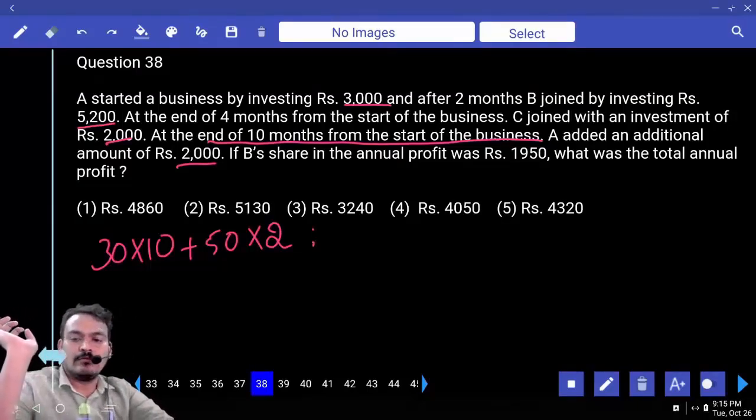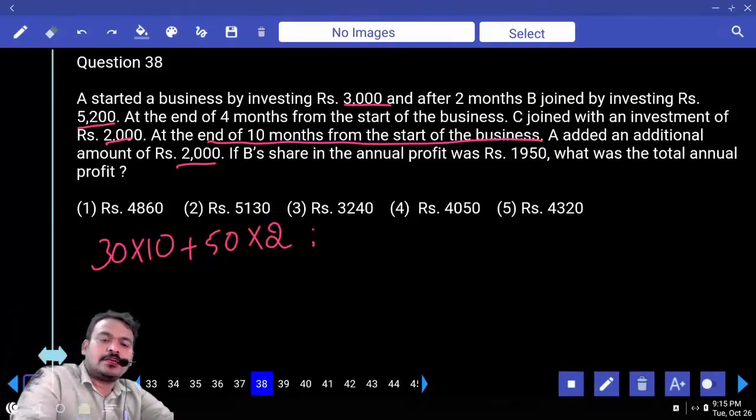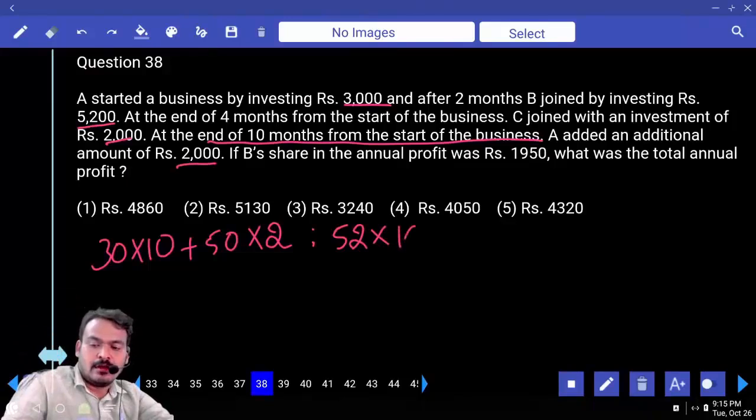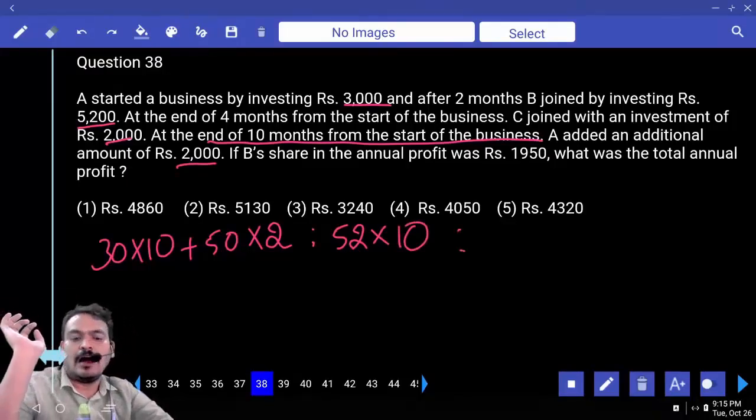Next, second one. What is B's value? What is B's initial investment? 52. But he joined after how many months? 2 months. Then his capital is used for 10 months. Next, the third person joined after how many months? 4 months.